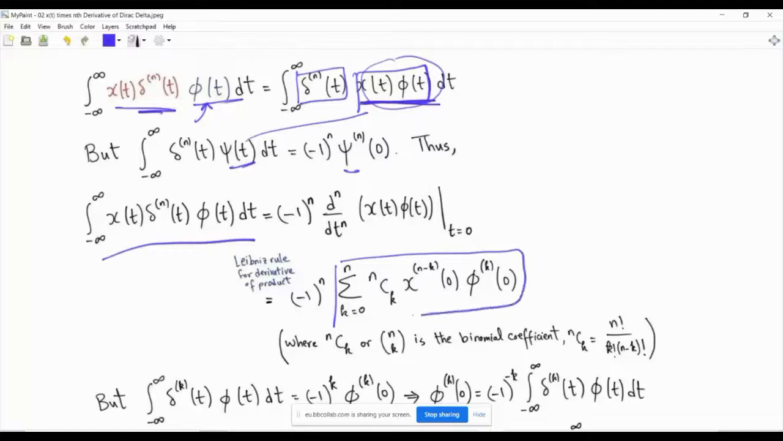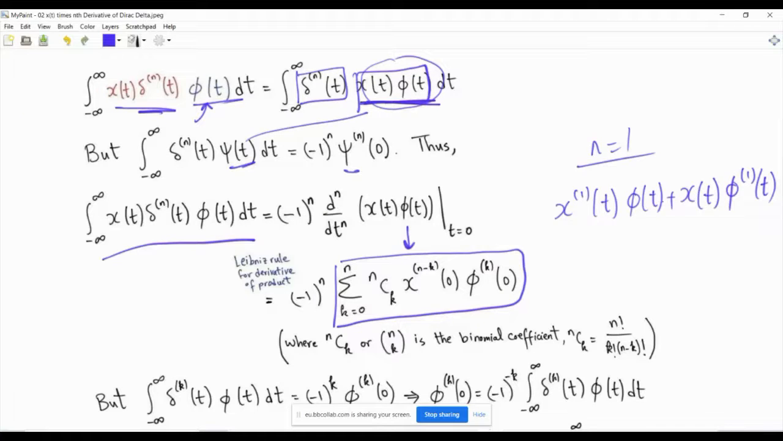So basically the nth derivative of the product is given by a summation, k from 0 to n. The most familiar form is when n is equal to 1. If you are differentiating the product of two functions, the derivative will be the derivative of the first function multiplied by the second function plus the first function multiplied by the derivative of the second function. So what if you are talking about the nth derivative? For n equals 1, you get two terms.